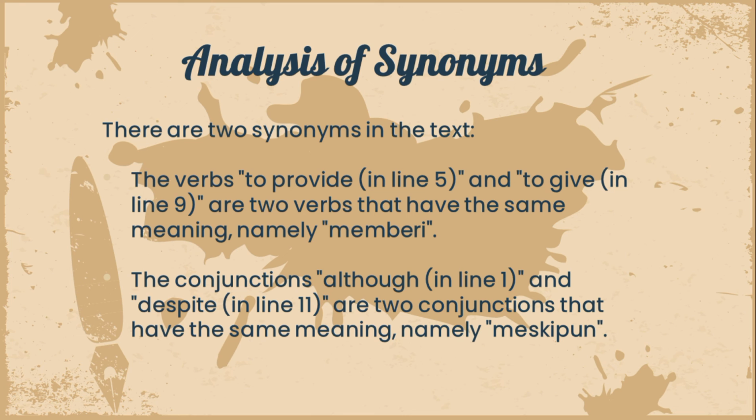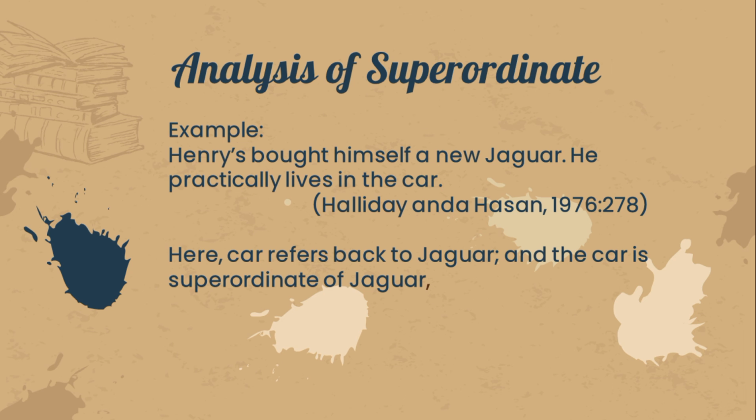And the last is the conjunction also in line 1 and despite in line 11. They are two conjunctions that have the same meaning, namely meskipun. The next is the analysis of superordinate. Because in the short story there is no superordinate, here I take an example from the internet, Halliday and Hasan.